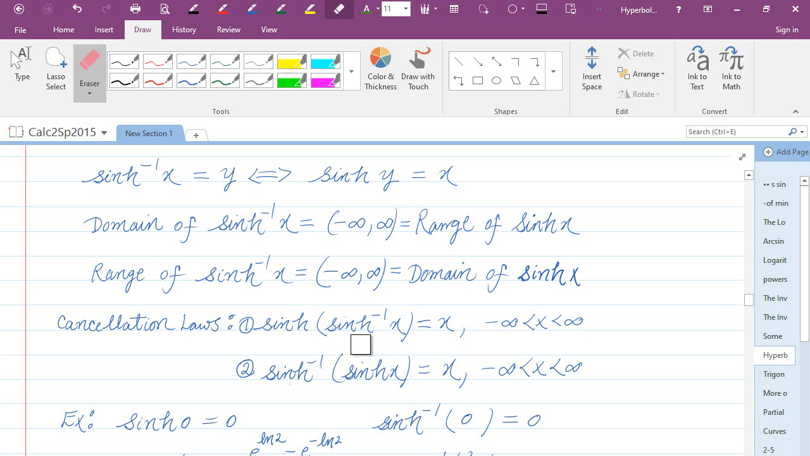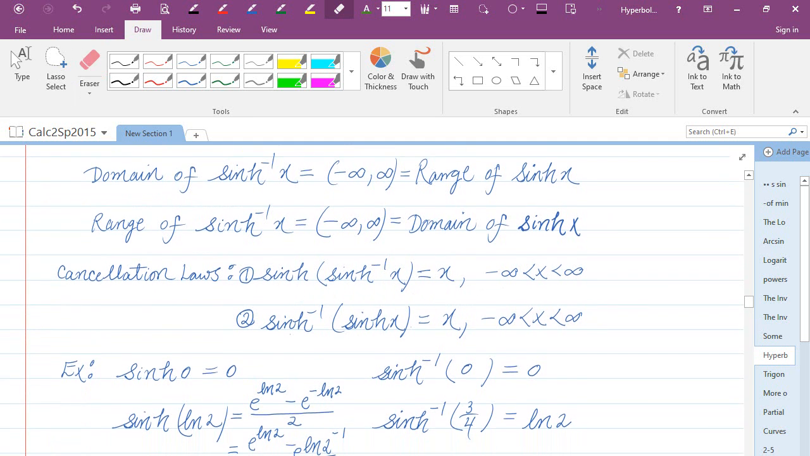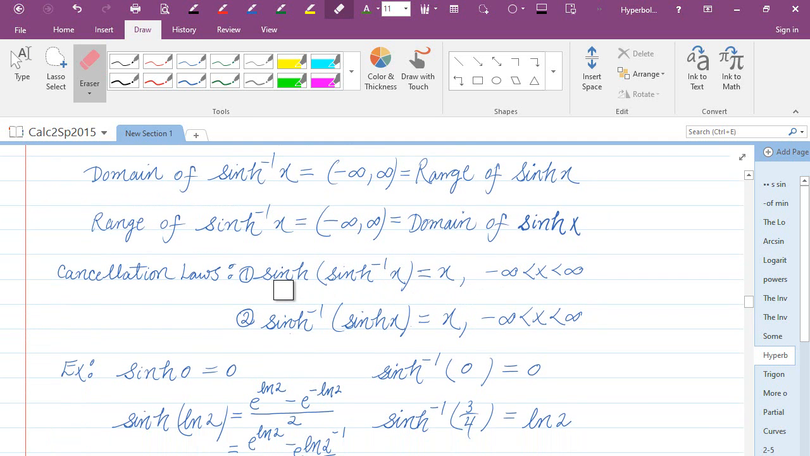And we of course have the cancellation properties. That is, because these two functions are inverses, their composition in any order will give us the identity function. So the hyperbolic sine of hyperbolic sine inverse of x is equal to x, and hyperbolic sine inverse of hyperbolic sine of x is equal to x. This is for any real number x.